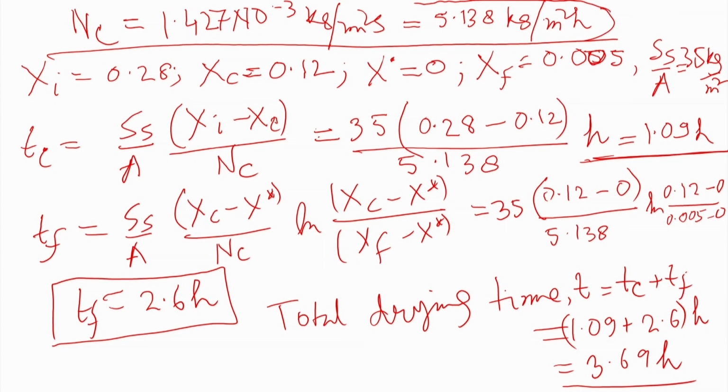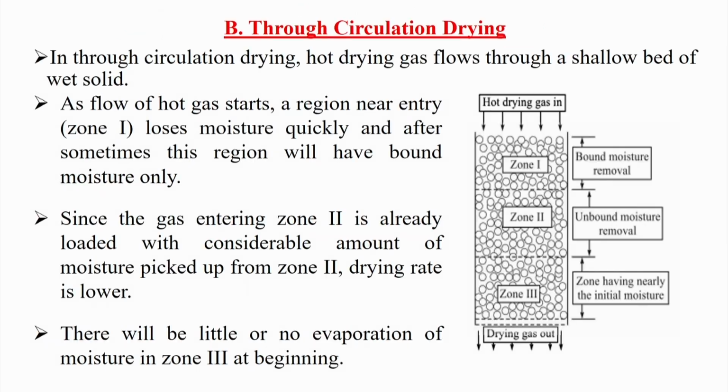So, total drying time, but here we have not included the down time, that is loading and unloading. Whenever we have this information we can add it, and the total drying time will be 3.69 hour plus Td. Okay. Now, we will be discussing another batch drying process.